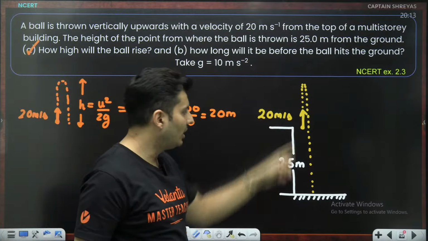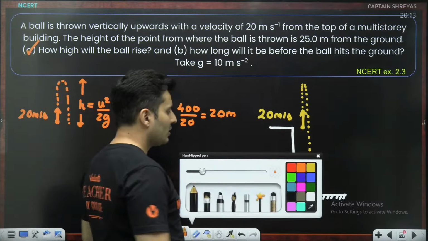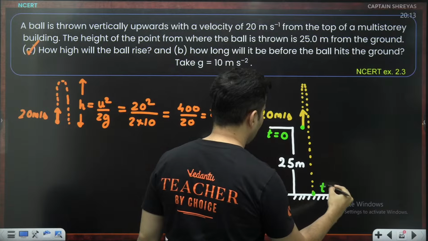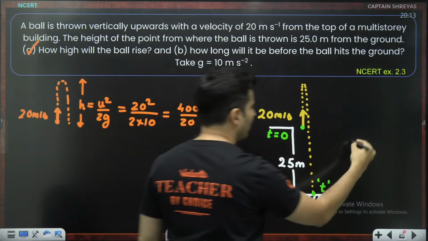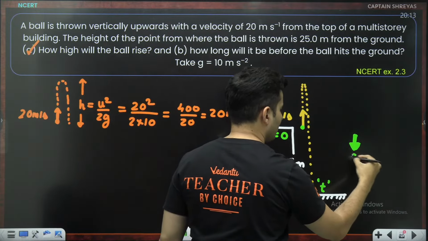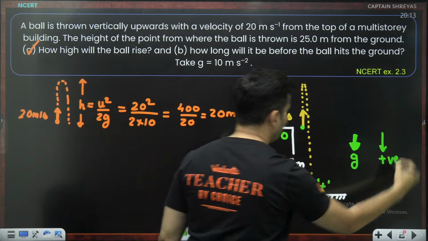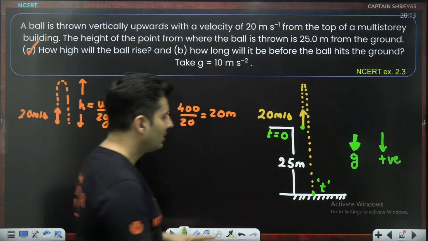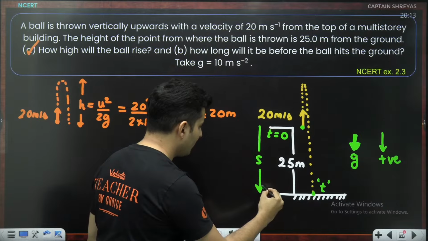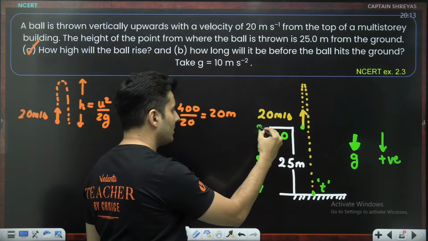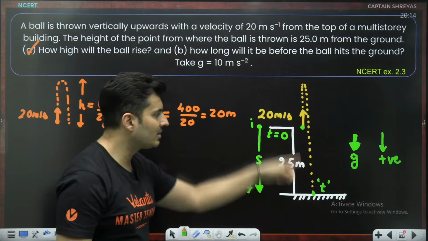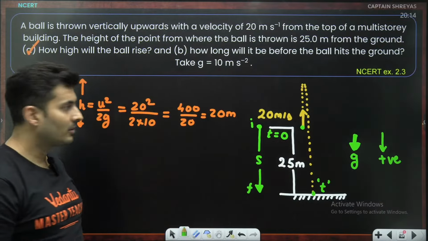How long will it take before the ball hits the ground? So if it starts over here at t equal to 0 and completes its journey after some time, in this entire journey, I take the downward motion as positive. Think logically: this is initial, this is final, so the displacement is downwards, and it is positive. And how much is the displacement? It is plus 25.